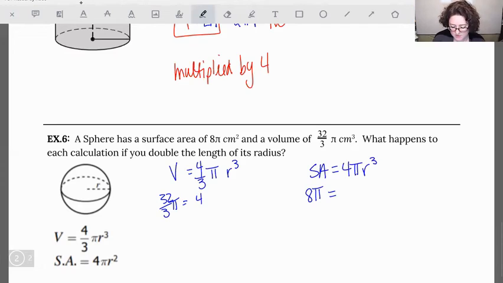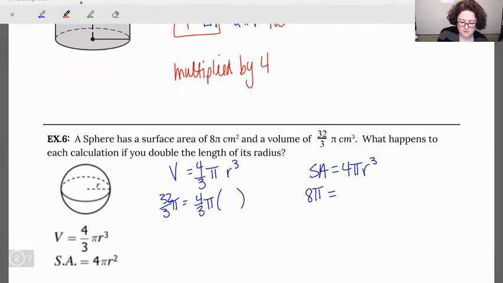So for volume, that means instead of r, I'm going to write 2r, but it already has a cubed in there. Wait a second. What's going to happen if I have 2r inside the parentheses and a cube raised to the 3 exponent? What am I really having to do to that 2r? Well, I've got to take the whole thing and raise it to the third power. So r times r times r, that's no problem. That's still just r cubed.